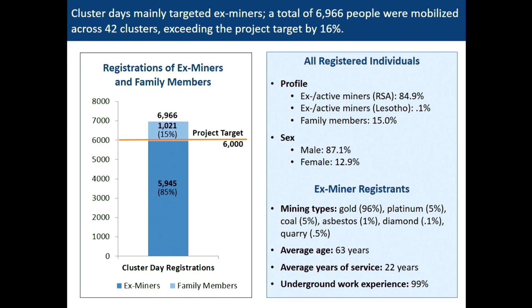Specifically looking at the ex-miner population, this is a population that has worked primarily in South Africa, and 96% have worked in the gold mines. The average age is 63 years. The average years of service in the mines was 22 years, and virtually everyone had worked primarily underground. And underground work experience is a significant factor because of higher rates of silicosis and TB, specifically in the underground miner population.